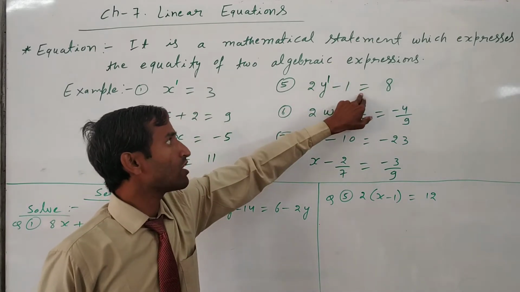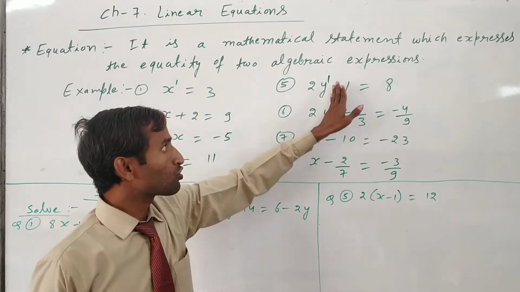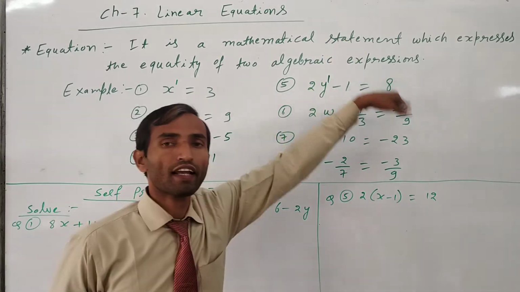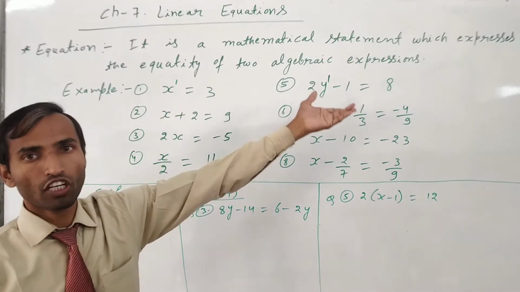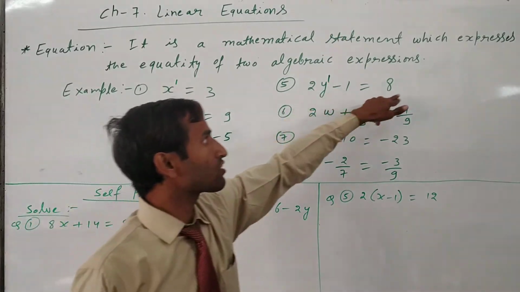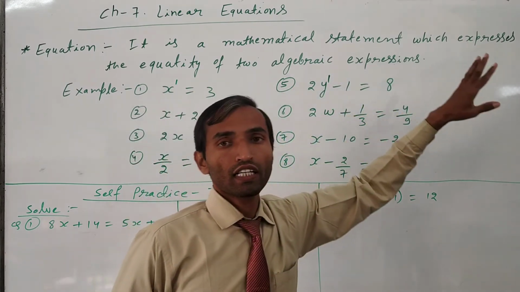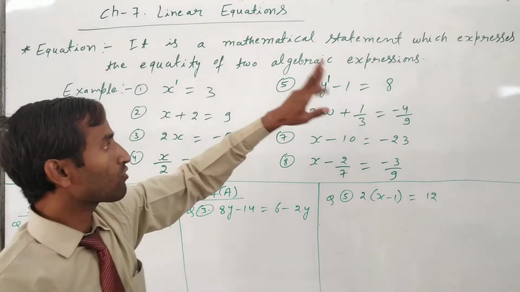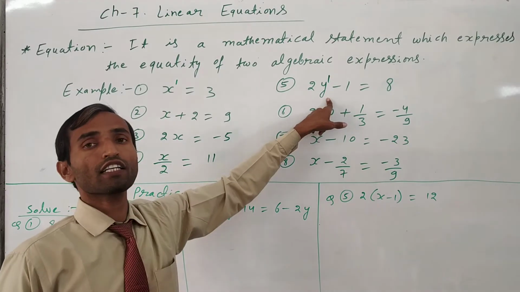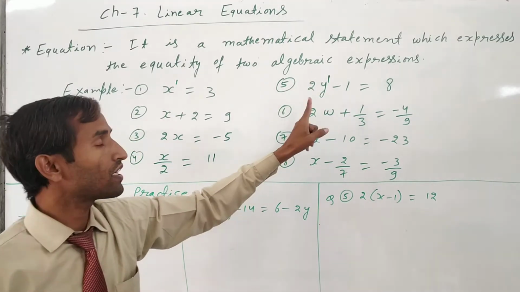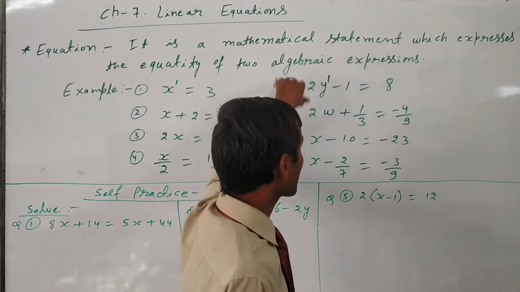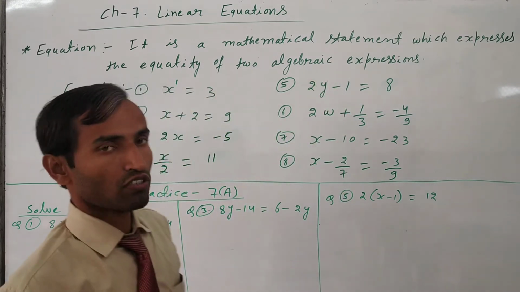Why? Because the equality sign has come. There are two sides, one LHS and second RHS, both separated with an equal sign. That is why this whole expression is called an equation. A linear equation, because it has highest power, highest degree, 1. So this whole expression is called a linear equation.